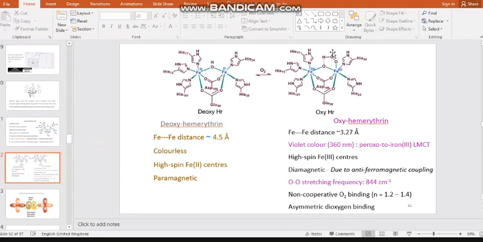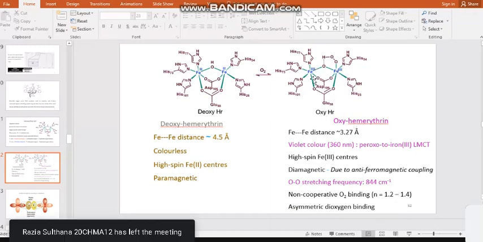If you look at dioxygen binding with one hemerythrin, one iron center, it is in a peroxide nature. Peroxide means it is a two-electron reduced product of oxygen. Where are these two electrons coming from? They are coming from both iron centers. Each iron center will give one electron to the oxygen.